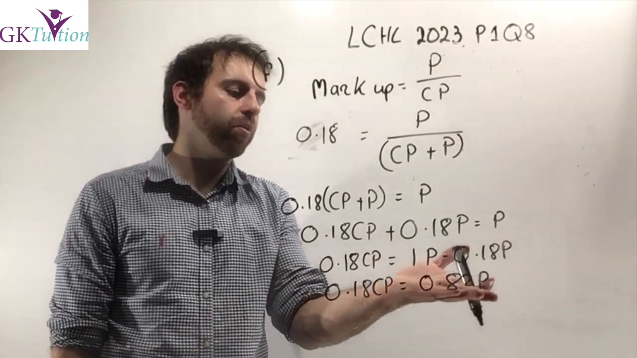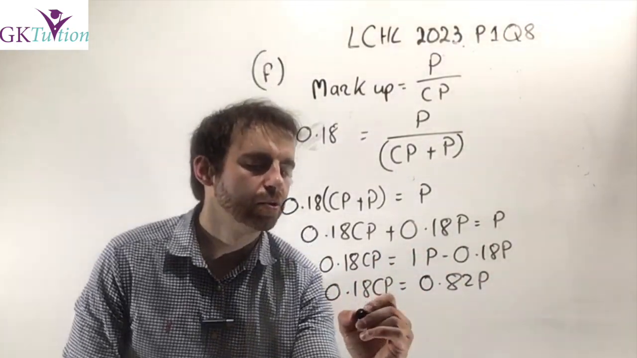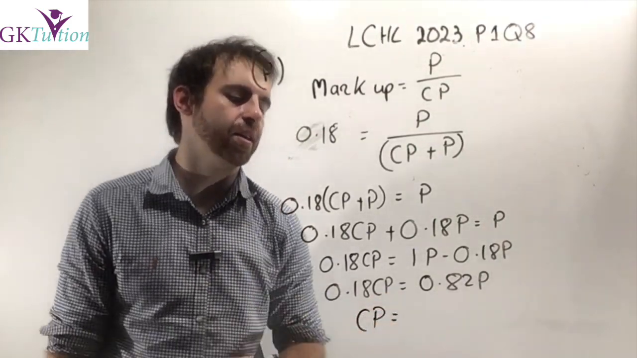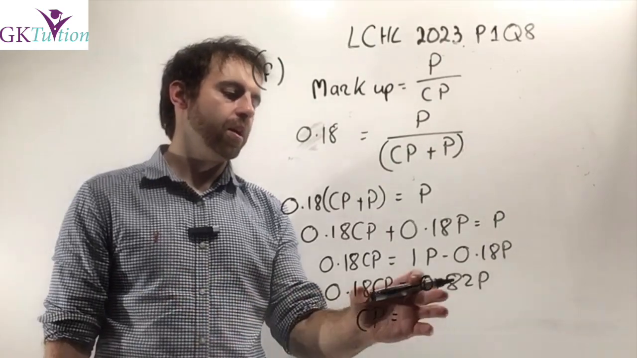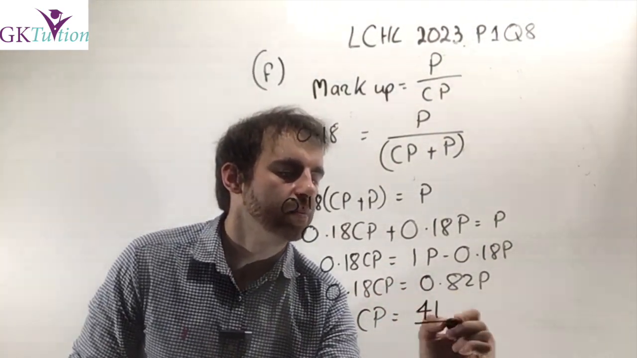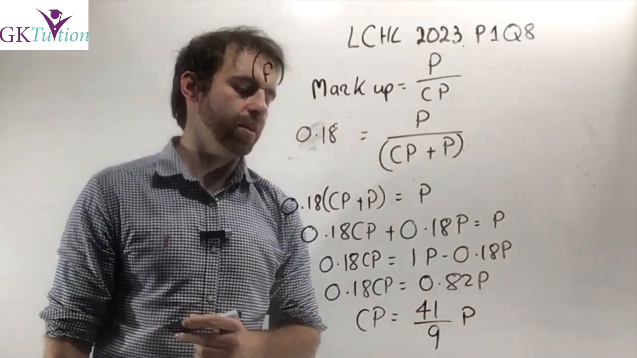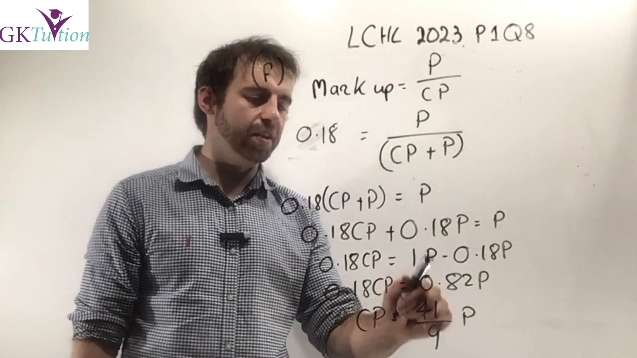And now I want to get CP on its own. It doesn't really matter whether I isolate P or I isolate CP, but I have to randomly choose one of them. So I randomly choose to isolate CP. I'm going to divide both sides by 0.18. If I get 0.82 divided by 0.18, that gives me 41 over 9P. So now I finally have the cost price relative to the profit.